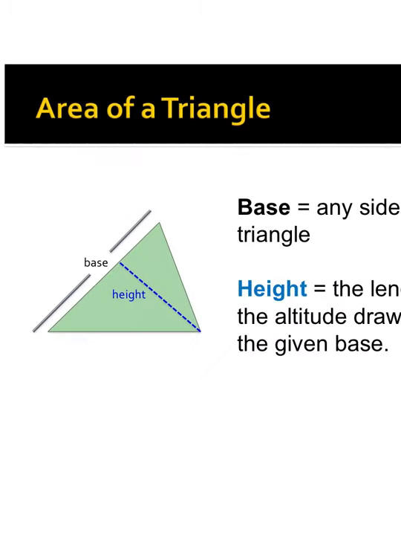Now the altitude has to start at a vertex and then intersect the opposite side, the base, at a 90-degree angle. Again, it doesn't hit the base at any specific spot. In fact, sometimes if you have a triangle, the altitude is not even inside of it. Okay, in this obtuse triangle, this altitude is perpendicular. It's from the vertex perpendicular to the base, and it's not even in the triangle.